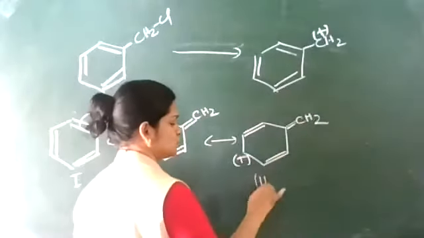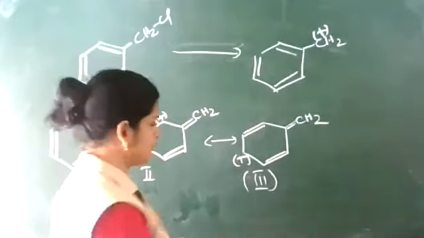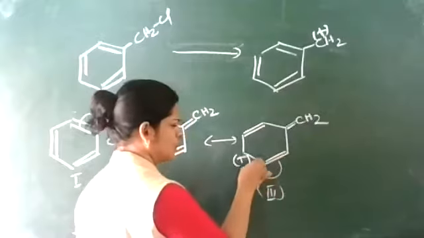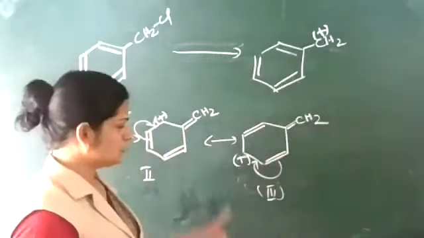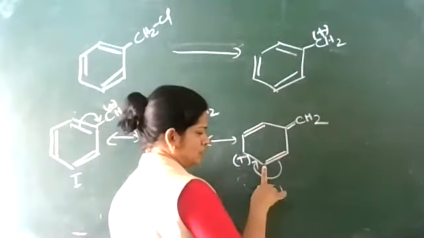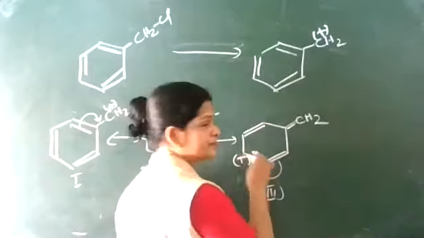This is the third structure. One more rotation you can see. This bond can come here, so that will be a double bond. This carbon is on loss. This carbon, no profit, no gain. This carbon is on gain.